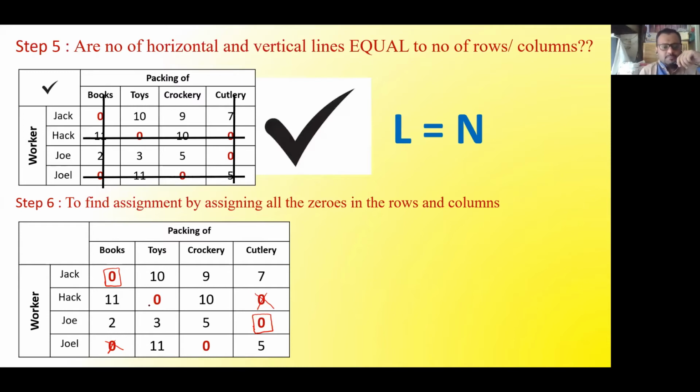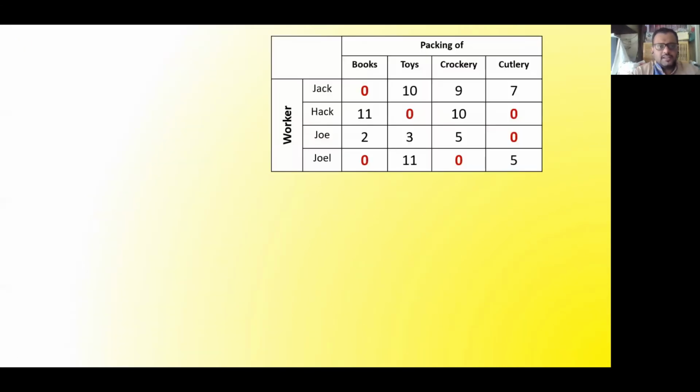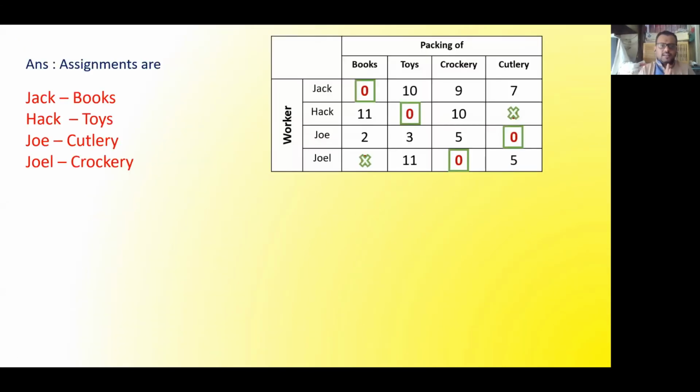Now it has become very simple. Now if you can see, in the final row there is only 1 zero available, and in the second row also there is only 1 zero available. So with this we have completed the assignment part. So finally I will write all the assignments are made and the solution is optimum. And finally I will write the answer that assignments are Jack will be assigned to books, Heck will be assigned to toys, Joe to cutlery, and Joel to crockery.